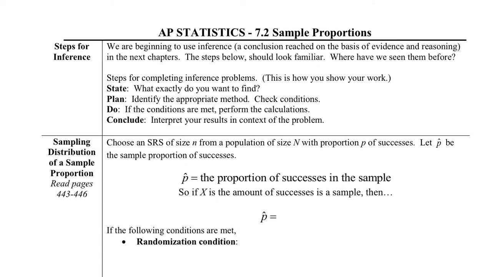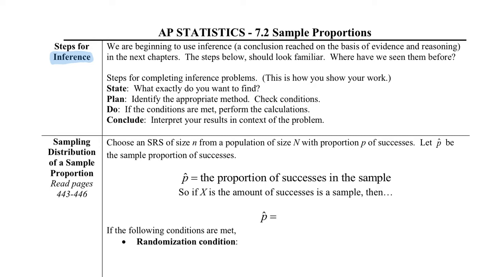Lesson 7.2 brings us to sample proportions. Now we're going to actually take what we've been learning about these distributions of samples and make some inferences about them. So inference is just taking what we're observing and making some conclusions about our population.